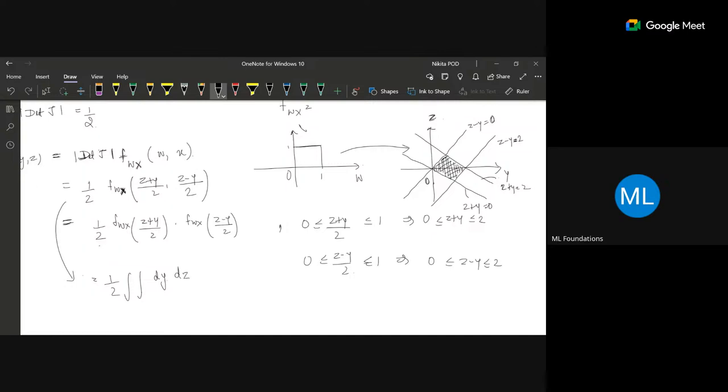This is dy dz. And how is y varying? Y is varying from a point on this line to a point on this line. So y is varying from minus z to this line, which is z. To see how y is varying, you need to draw the horizontal line. So this is y equals z, it's varying from z to a point on this line, that is 2 minus z, right?